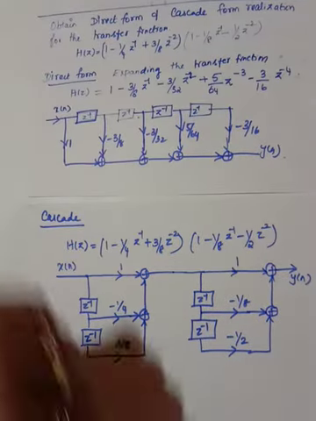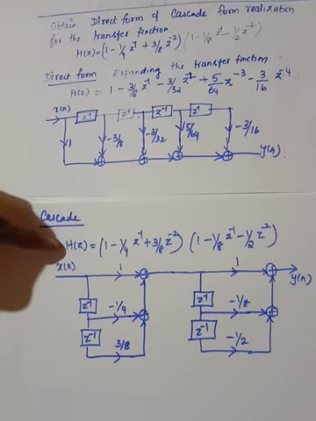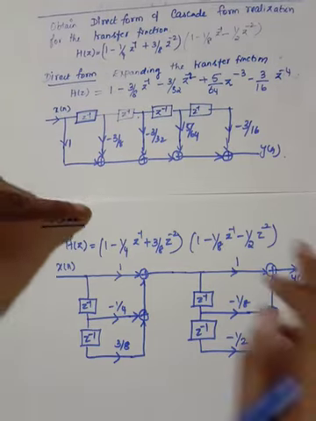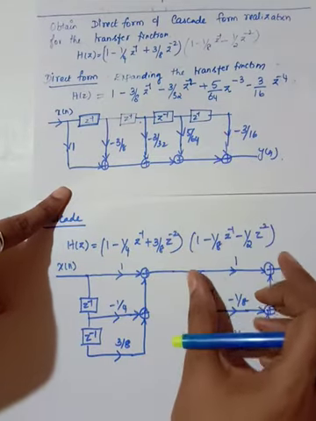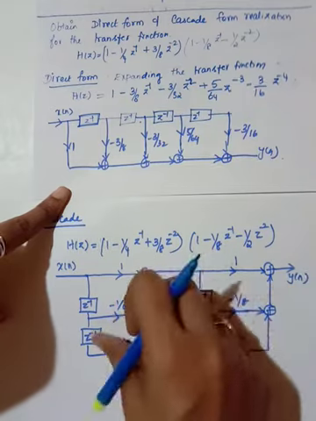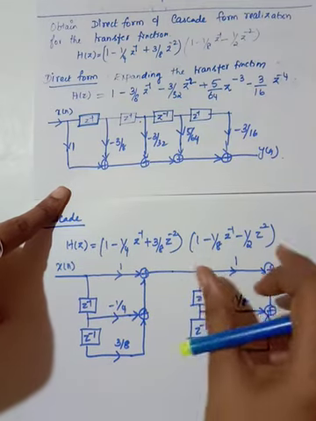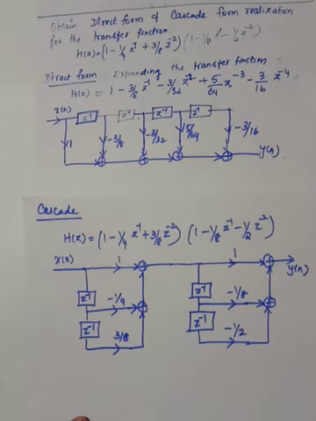Now, do you understand the difference between the direct form realization and the cascade realization? If the given system function is in a single form, you need to factor it into as many factors as possible, then each factor is realized separately. Now we will see a few examples of this.